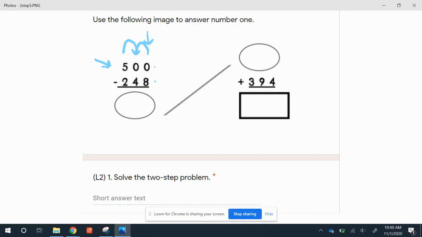So Mr. 0 goes over to his friend, Mr. 5, and says, hey, Mr. 5, can I borrow 10? He's going to say, sure. And the 5 turns into a 4 because he's letting us borrow one of his. And the 0 who asked for 10 turns into a 10.